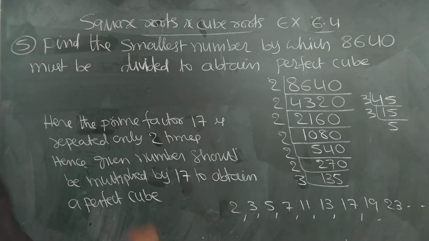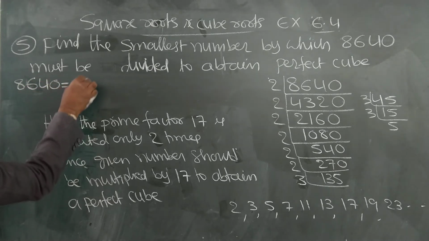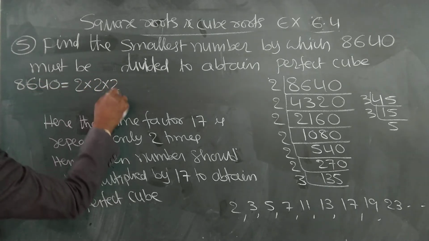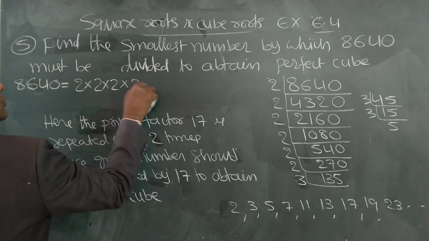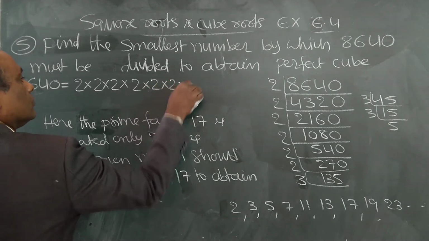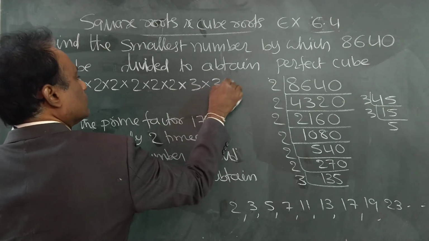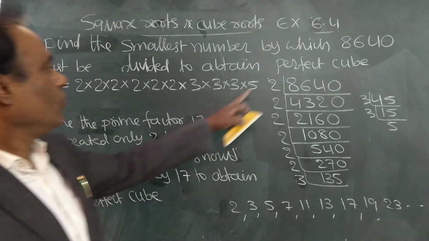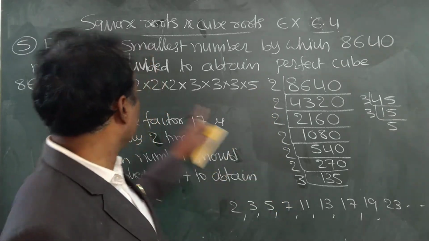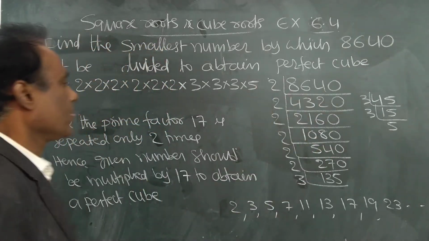So students, finally we got a lot of factors. 8640 is, see here, 2 into 2 into 2, 1 2 3 4 5 6 2s, then 1 2 3 3s, and 5.